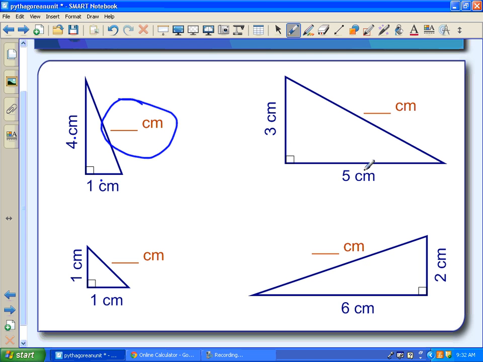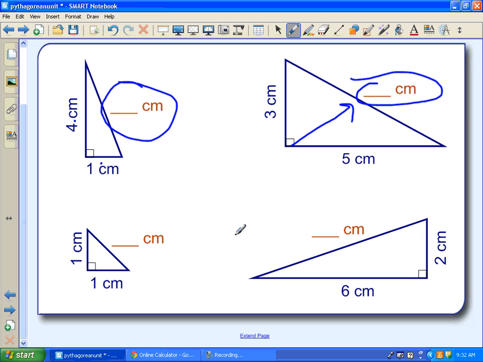This one and this one, same thing. We figure out where c is. C is right here. Again, we're not given c. So we're going to have to put everything else into our formula. So it's going to be 5 squared plus 3 squared equals c squared. This one here should be fairly easy. We're not given c again.